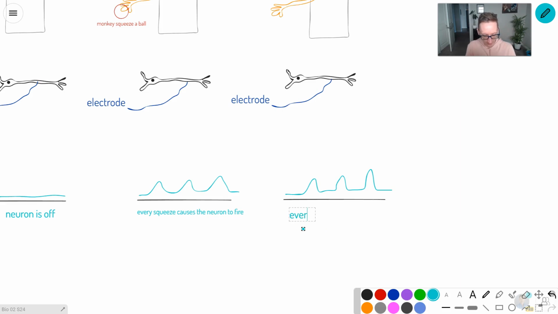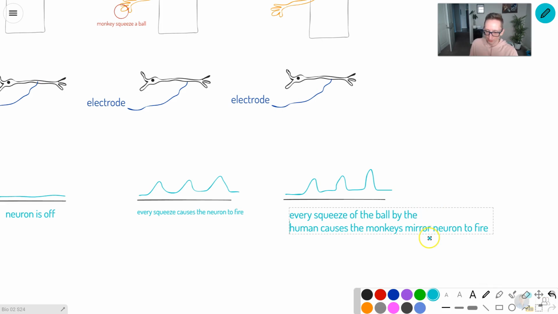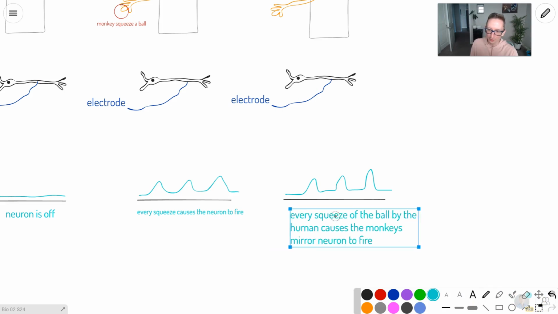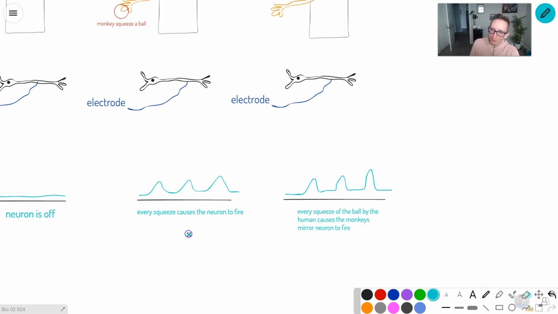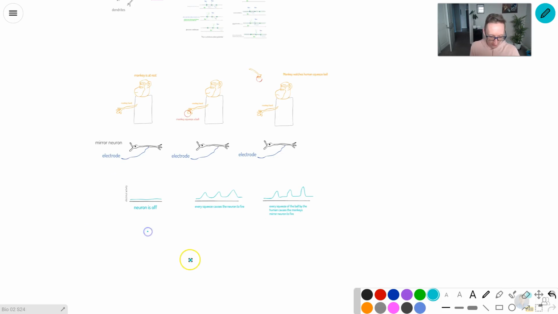Every squeeze of the ball by the human causes the monkey's mirror neuron to fire. Pretty interesting. This is like why it helps to do something, watch somebody else do it, you do it again, then you watch somebody else do it, then you do it again, because you're learning from both of those processes. So mirror neurons, very fascinating.